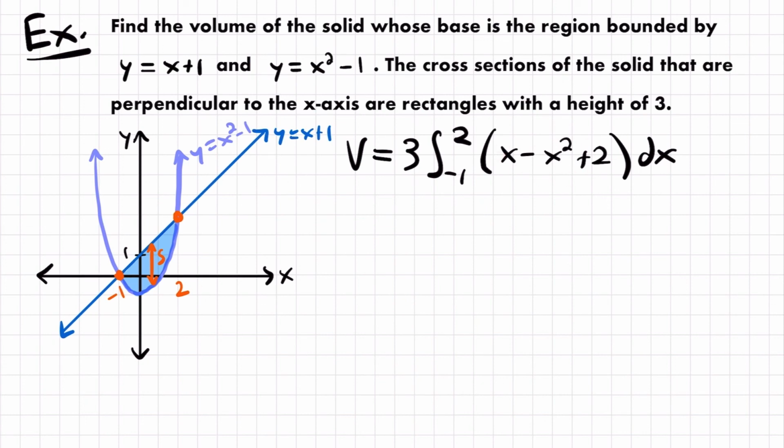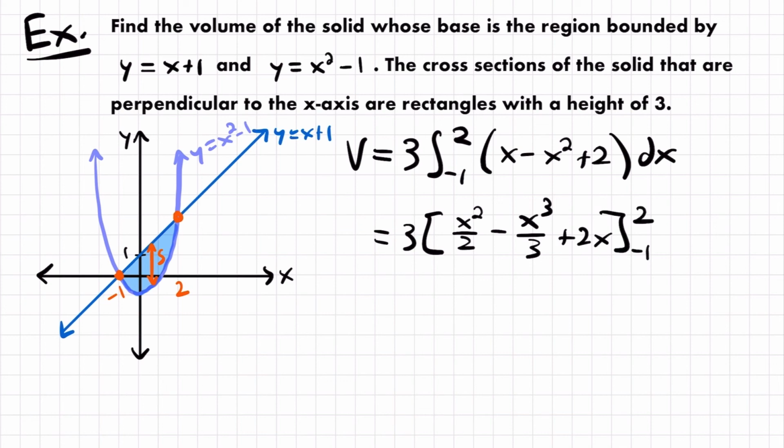All right, and so now if we clean up our work, we can integrate each of these terms, and we'll have that the volume is equal to 3 times x squared divided by 2 minus x cubed divided by 3 plus 2x, and that is evaluated from negative 1 to 2. All right, so we just used the power rule of integration on each of these terms, and the integral of 2, which is a constant, is just that constant multiplied by the variable of integration, so we have 2x. Okay, and so now we'll evaluate this at 2, and then subtract the evaluation at negative 1.